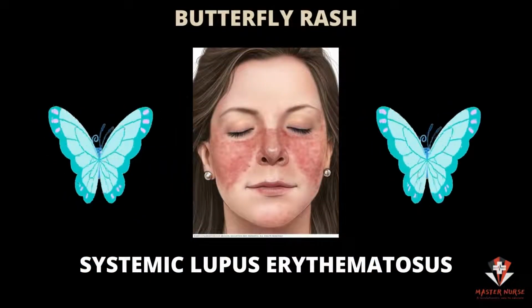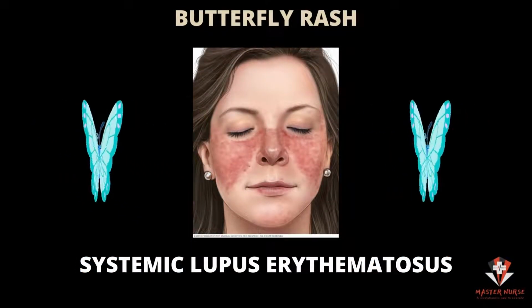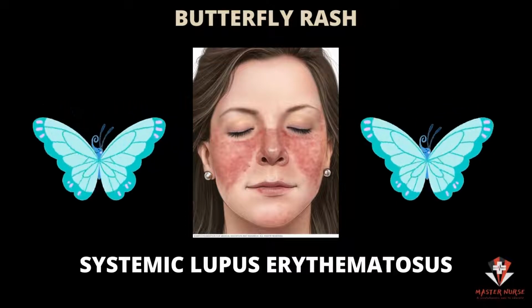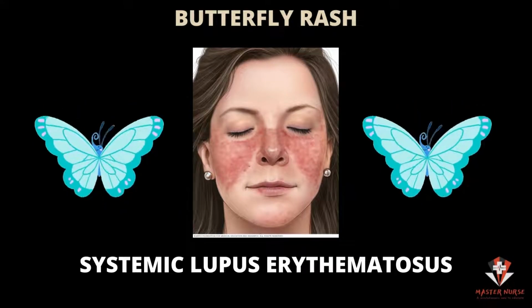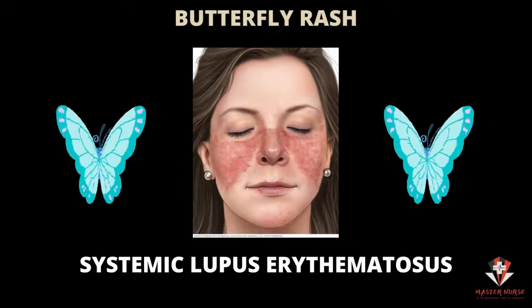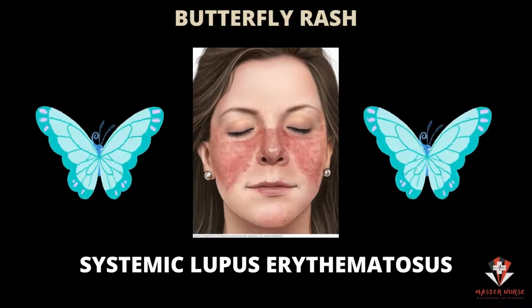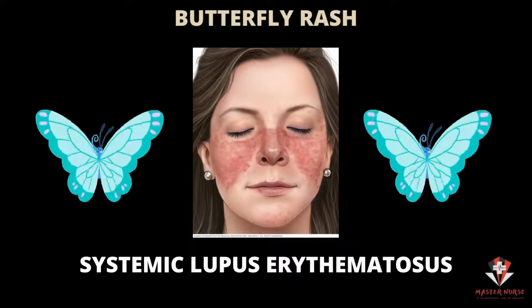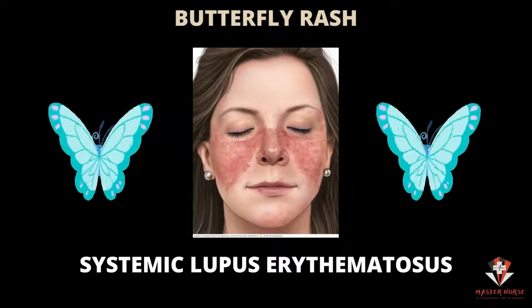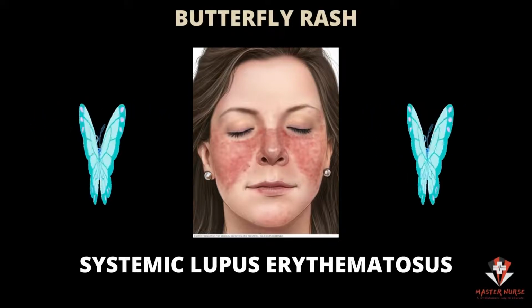Number 10, butterfly rash on the face. So what is this butterfly rash? There will be a butterfly-like appearance as shown in the image. It will be seen on either side of the nose, that is on your cheeks below the eyes, and on the nose also, giving the butterfly-like shape. This is very commonly seen in an autoimmune disorder called systemic lupus erythematosus. So butterfly-like rash, answer is systemic lupus erythematosus.